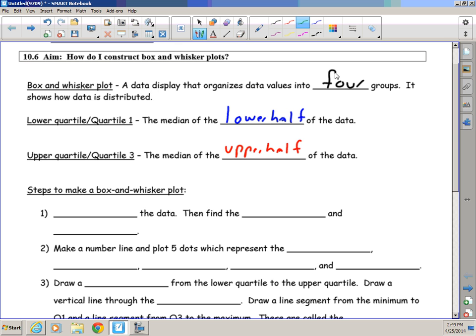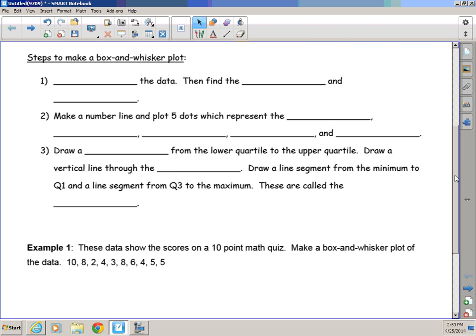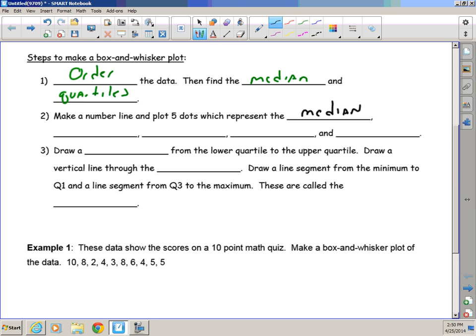The steps to do this. It's a very straightforward process, so I don't think anybody will have any problems with it. But what we're going to do is, as we did before, we order the data. Now we're just talking about the raw data itself. And we're going to find the median and the quartiles. Okay? Then we're going to make a number line, and we're going to plot 5 points, 5 dots. Median, Q1, Q3, the minimum, and the maximum. Okay?